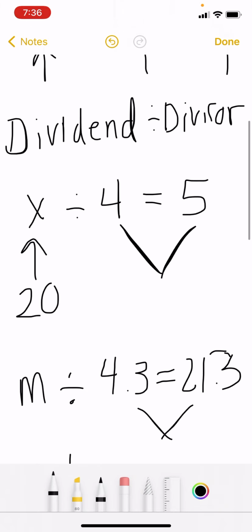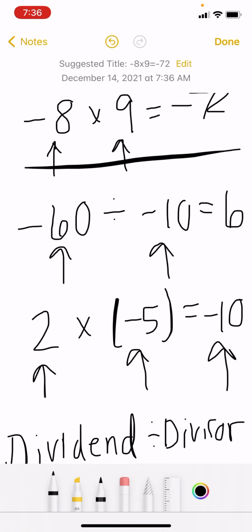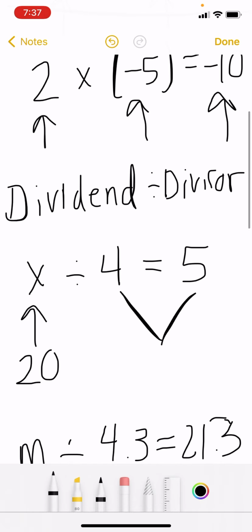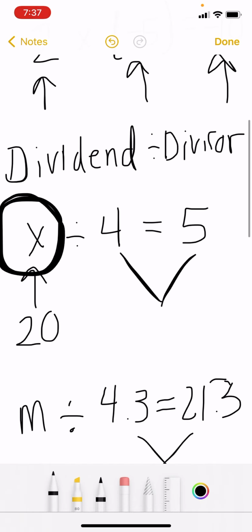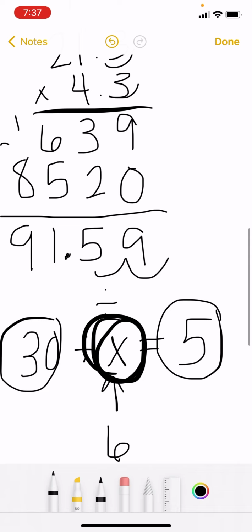All right, you guys, so just a little recap. When we're multiplying with positives and negatives, one negative results in a negative answer, like this example. Two negatives results in a positive answer, like this example. That's with both multiplying and dividing. With our dividends and divisors, when we're missing the dividend, we multiply the two numbers to get that answer. When we're missing the divisor, we divide the two numbers to get that answer.